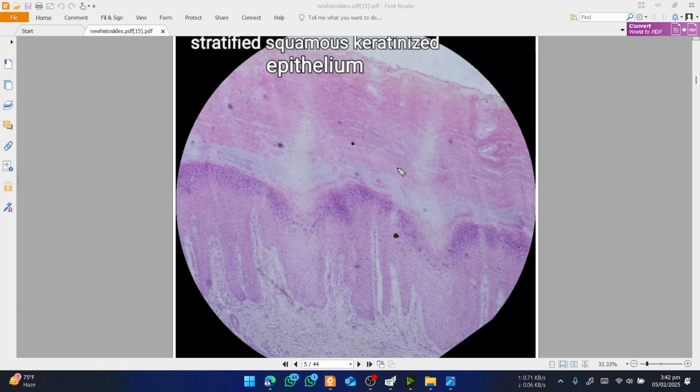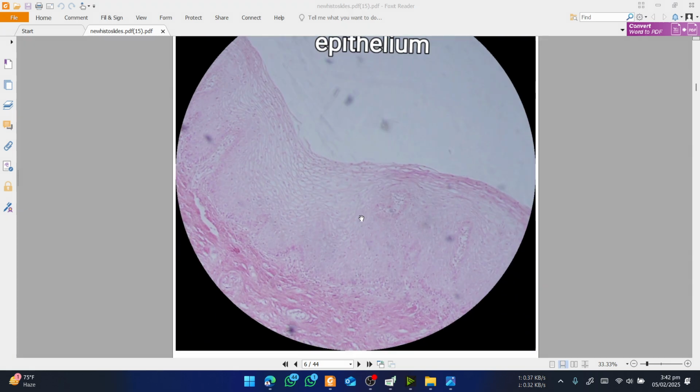And then in the next part, this is stratified squamous non-keratinized epithelium, nuclei are present all the way to the top. Okay, so here is a nucleus. They are present, this is a nucleus that is present here and here and so on. So this is epithelium.